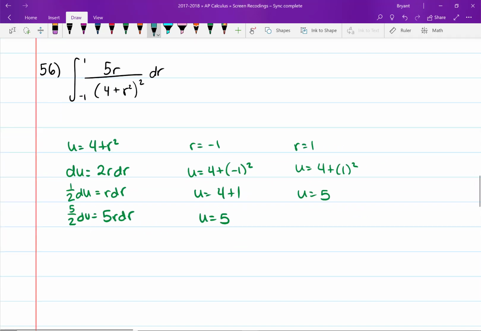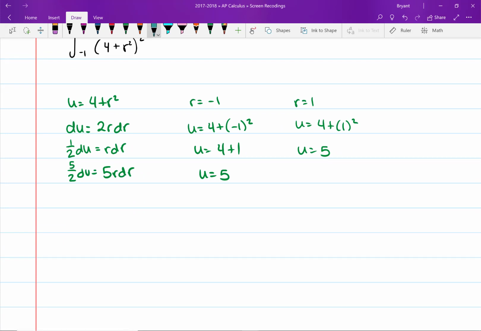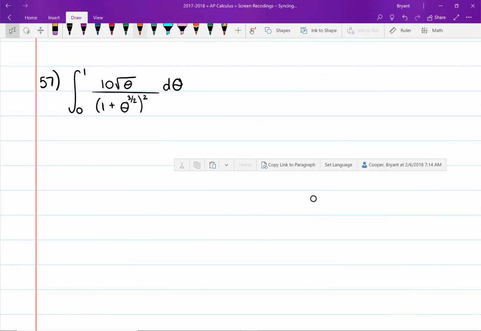So I'm going to go ahead and rewrite the integral. This is going to become the integral from 5 to 5 of 1 over u squared times 5/2 du. Notice right here that our limits are exactly the same, so this whole thing equals 0. You don't have to bother integrating it or any of that because the limits are exactly the same. All right, now let's look at 57.